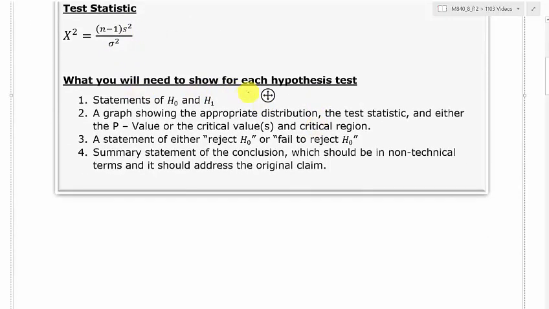What you will need to show for each hypothesis test: the statement of the null and the alternative, a graph showing the appropriate distribution, the test statistic, and either the p-value or the critical values and critical region. A statement of either reject the null or fail to reject the null, and then your conclusion statement.